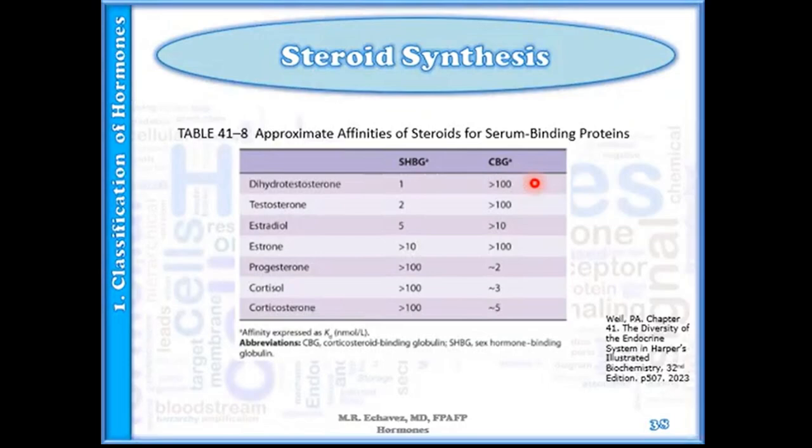These binding proteins also provide a circulating reservoir of hormone, and because of the relatively large binding capacity, they will buffer against sudden changes in the plasma level.